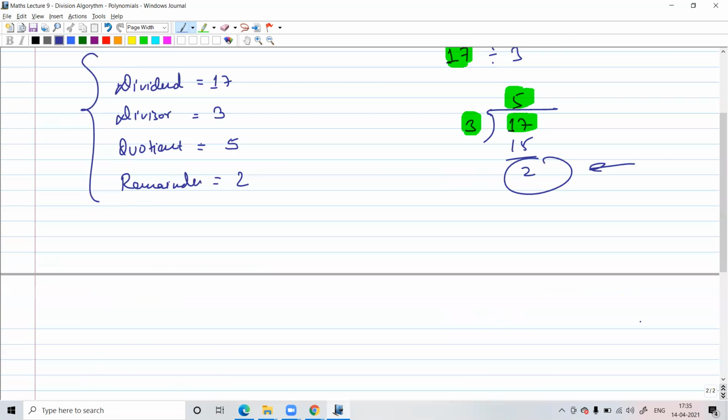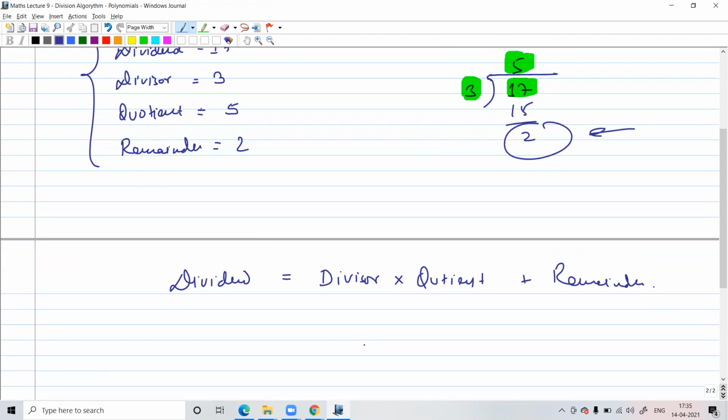What does the division algorithm tell you is that your dividend is equal to divisor into quotient plus remainder. This is what is division algorithm.